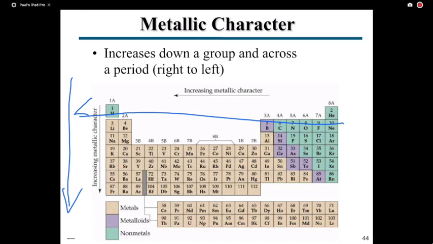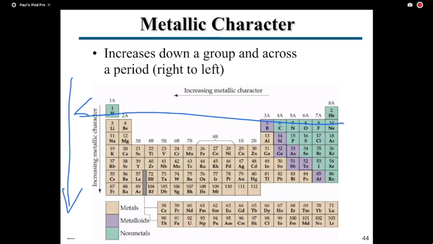Now here's the problem with trends. Okay, if you've been filling out your little chart and writing arrows, it's easy to get the arrows mixed up. Which ones are bigger, which ones are littler. So that is the only difficulty about this chapter, is to get your arrows straight. As you go down a group, it becomes more metallic. That means it's going to conduct electricity better. It's going to react more for metals. Okay, it becomes more metallic.